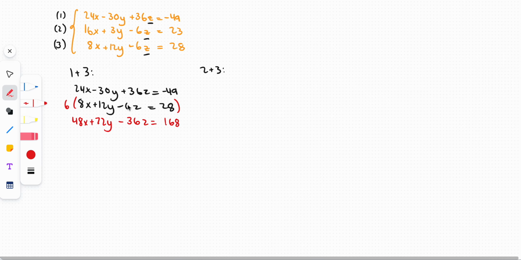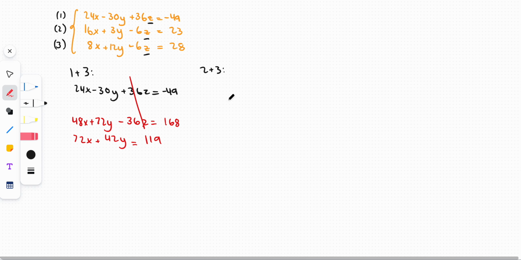Alright, so it's going to be a little hard to tell, but we're just going to vertically add this equation. So we can actually kind of eliminate this right here. Alright, so now if we vertically add these two, these are going to cancel out. And we're going to get 72x plus 42y. These obviously equal 0, and then when we add these two, so negative 49 plus 168, we're going to get 119.